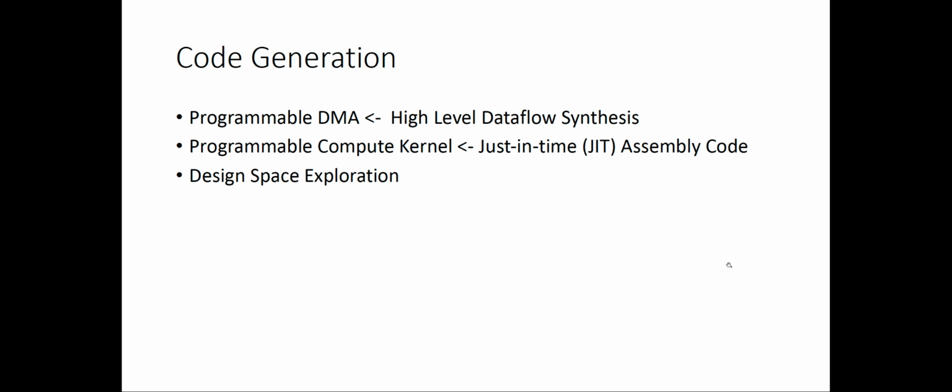And after we have these two automatic code generations, we can leverage design space exploration to search all the available schemes or data flow schemes at runtime, and then pick the best one that achieves the highest throughput and the lowest latency, and then use that generated code as our production code.